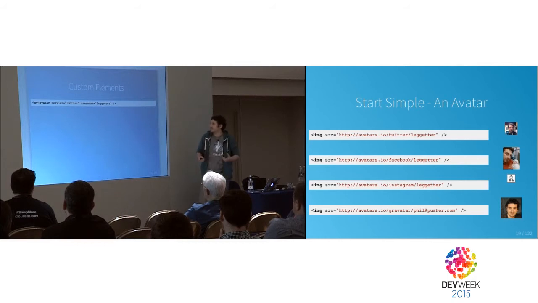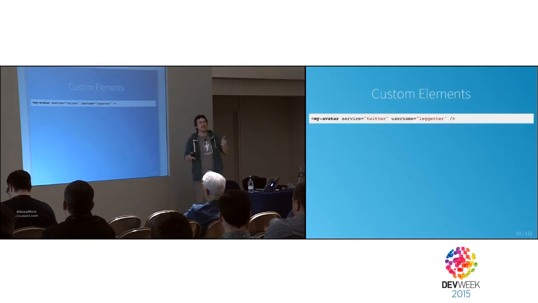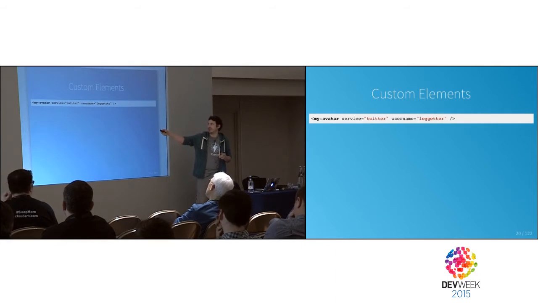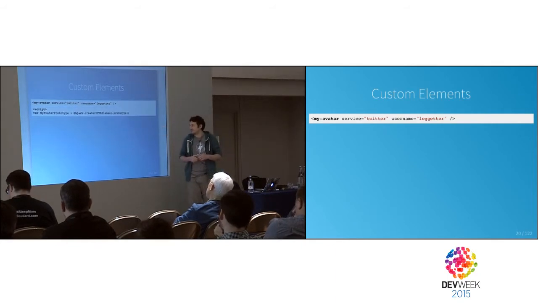So to build that as a custom element, it would be nice if we could do something like this instead. We've got my avatar, we set the service name, we set the username. Now it's hiding away the fact that we're using avatars.io. So that means that if avatars.io fell over, we could change the implementation to use another service or write something custom to go and fetch our avatar based on the username and the service.